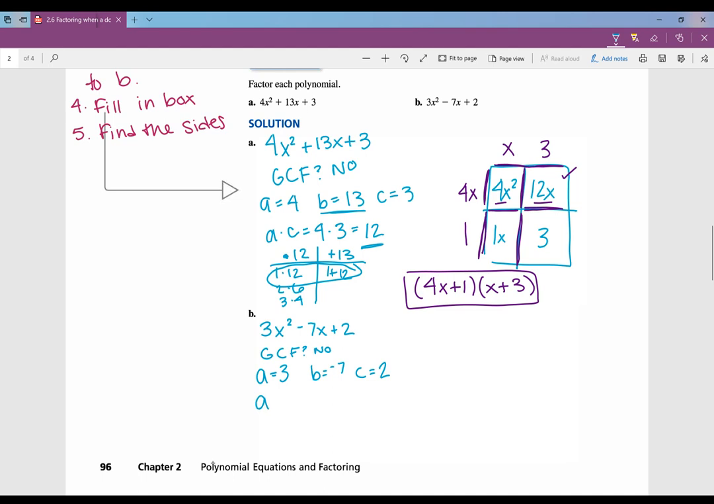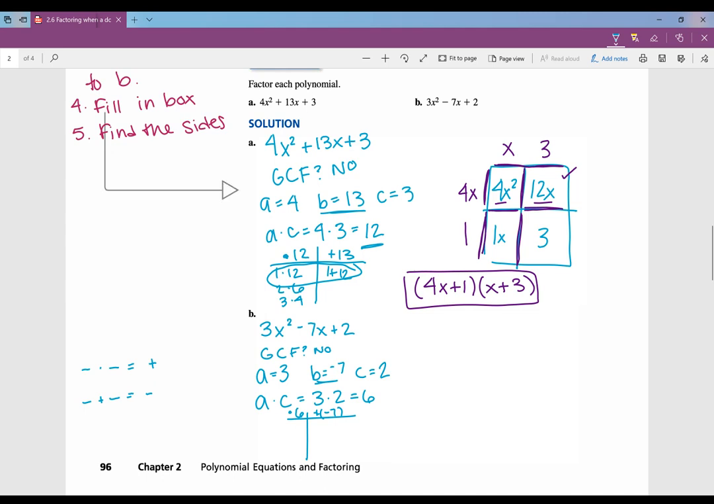Okay, and then we need to do A times C. So we're doing 3 times 2, which gives us 6. So that means that our AC value is 6, so we want to find two factors that multiply to 6, but we want them to add to negative 7, our B value. So since we want them to add to a negative number, we need them to multiply to a positive number and add to a negative. So we're going to do a negative times a negative because that will give us a positive. And then when we add them, it will stay negative.